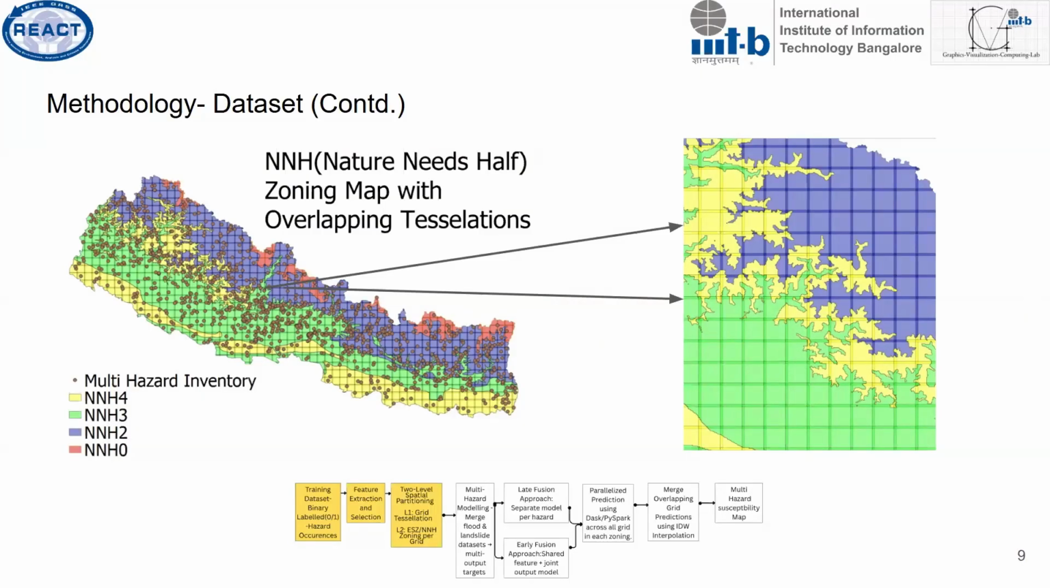So, NNH zones are Nature Needs Half zones. Those zones mean that for each of the 0, 2, 3: 0 has a high level of protection, and 3 has a very low level of conservation, where little biodiversity protection exists, and more human interactions or human changes like deforestation and urbanization are happening heavily in those regions. So these are the four zones which we have used to understand and bring the spatial heterogeneity of our study area into multi-hazard susceptibility mapping.